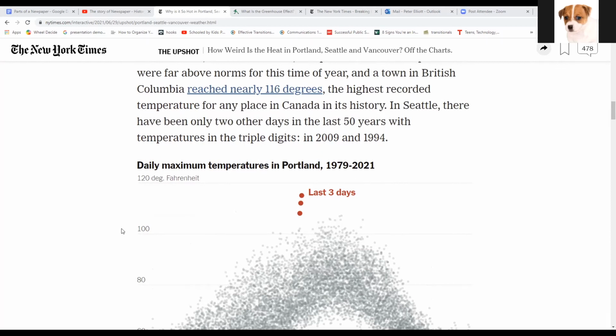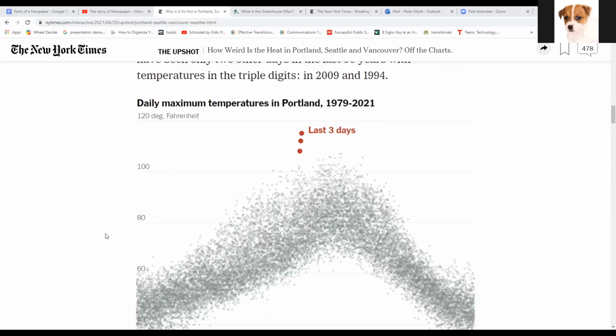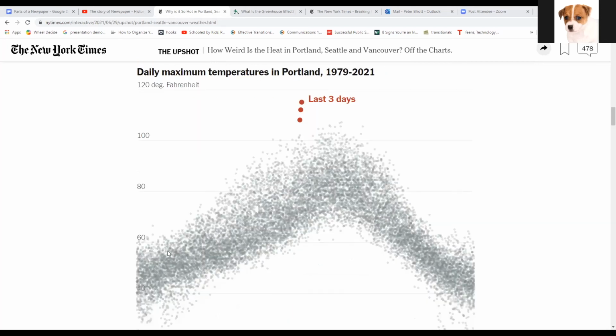Well, what that means is that there's only been 2 days in the last 50 years that come close to the heat that Seattle experienced yesterday. And you can see here, interestingly enough, that you have this chart here, which talks about these black dots and gray dots determining the temperature. And you can see that in the last 3 days, they are way higher than all the other recorded temperatures over the last 50 years. Yeah, quite pretty remarkable, hot.